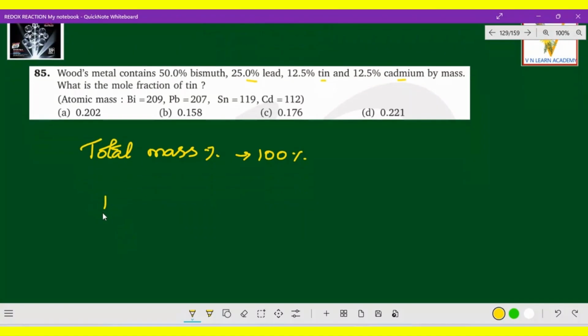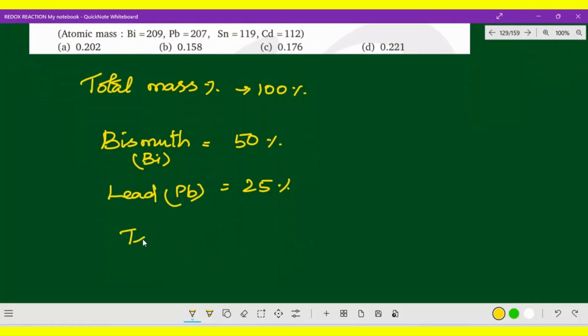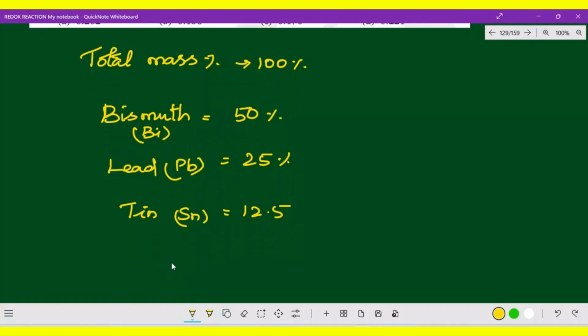Right, now here bismuth, Bi, is actually 50%, right? And lead, Pb, is actually 25%. And in the same way tin, stannous, is 12.5%, and cadmium, Cd, is 12.5%. So each percentage we can convert into grams, the same.